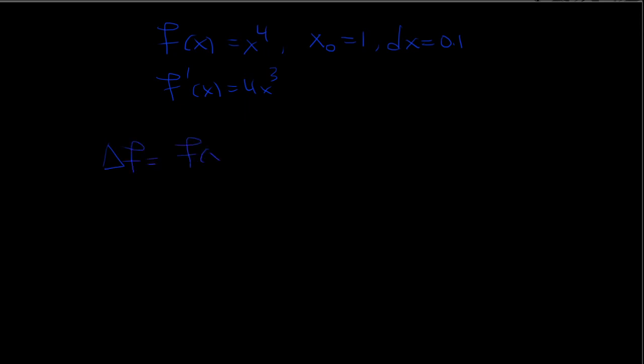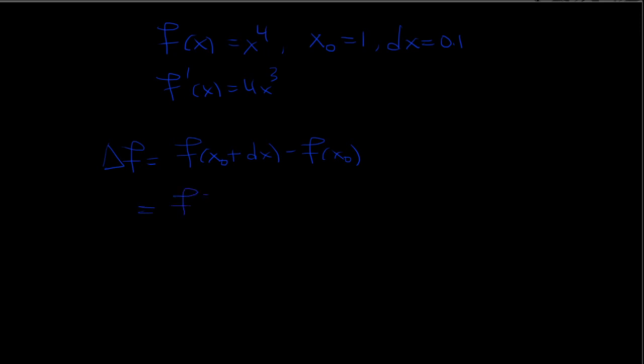Next, I'm given f of x equals x to the fourth, where x naught is 1 and dx is 0.1. I'm going to find the derivative first, which is 4x cubed. Then I'm going to be looking at the change, delta f, which we said is f of x naught plus dx minus f of x naught.